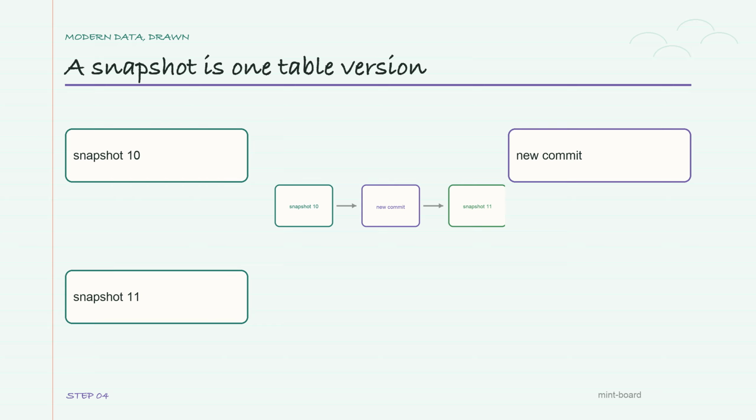This is the part that usually makes the whole concept click. Read the drawing from one idea to the next. Snapshot 10, then new commit, then snapshot 11.